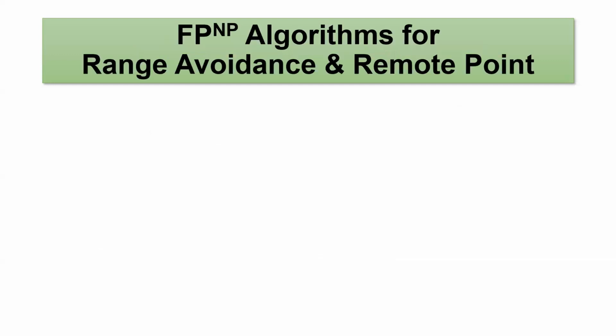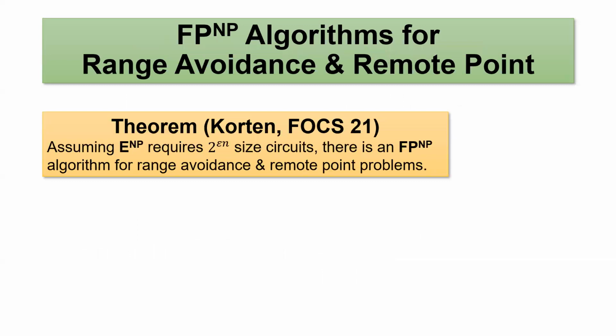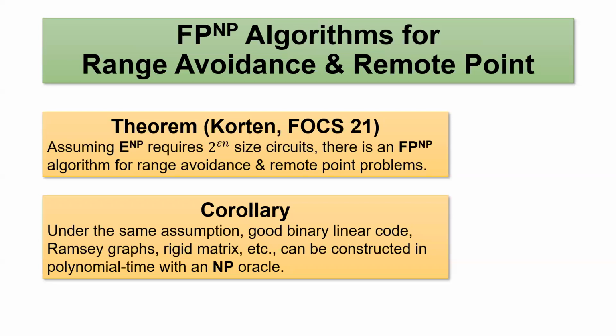Here we introduce a conditional upper bound for range avoidance. In the same work by Korten, he showed an FP to the NP algorithm for range avoidance and remote point, assuming an exponential lower bound for E to the NP. And the direct corollary is, under the same assumptions, good binary linear codes, Ramsey graphs, rigid matrices, etc., can be constructed in deterministic polynomial time with an NP oracle.